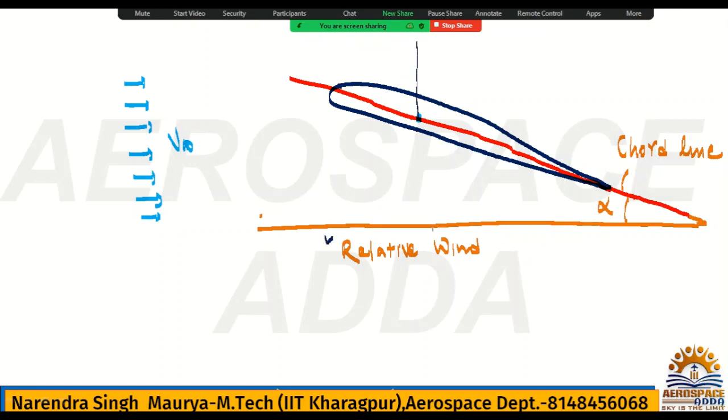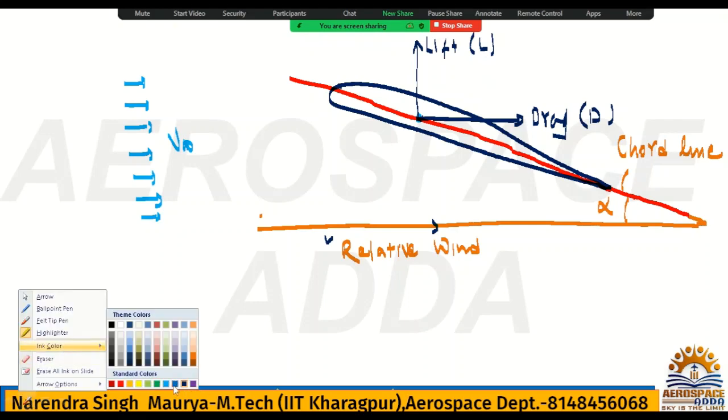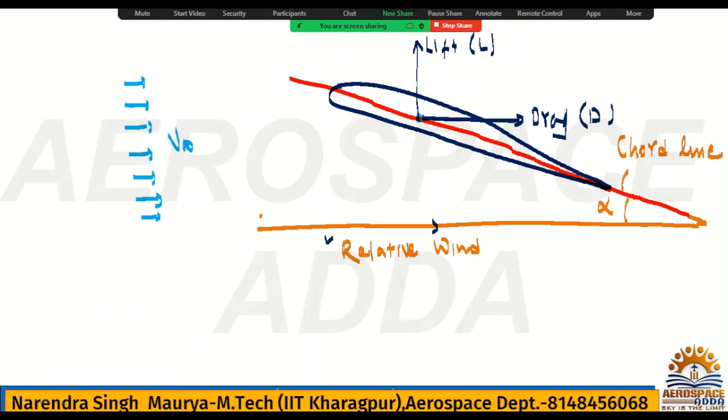So this is the relative wind, and perpendicular to this we have lift force. Parallel but just opposite to the relative wind: in which direction will the aircraft motion be? In the forward direction. So just opposite to the forward motion we will have one force called drag force, and it will be parallel to relative wind. This is drag force, D. Perpendicular to this relative wind will be lift, denoted by L. Now obviously you will show the resultant force somewhere. This will be R.